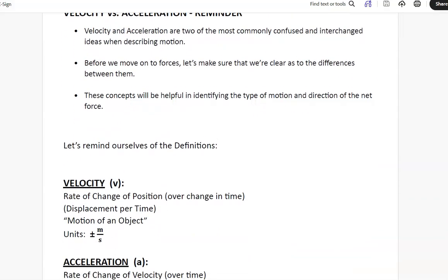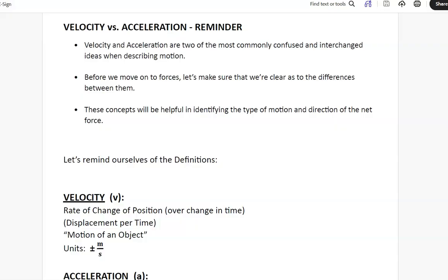So quickly, let's just remind ourselves what velocity is and how it differs from what acceleration is. Velocity and acceleration are two of the most commonly confused and interchanged ideas, especially when describing motion. Before we get on to the forces, we have to make sure you understand the distinction between these two, and this will help you understand the acceleration as it relates to forces, specifically net forces in this course.